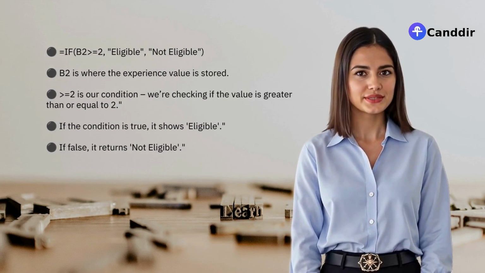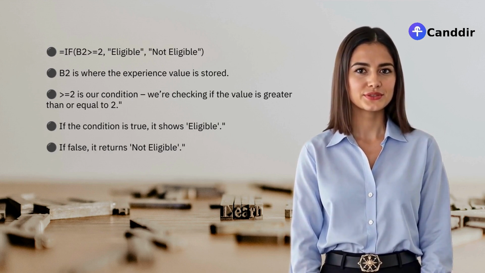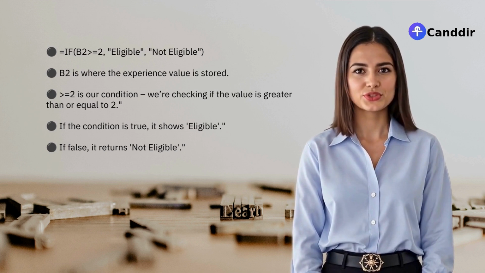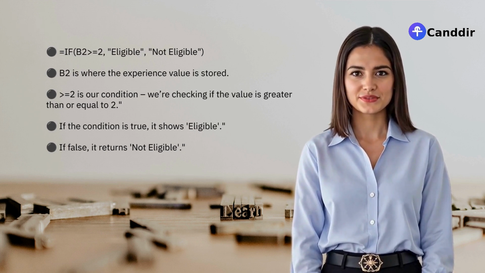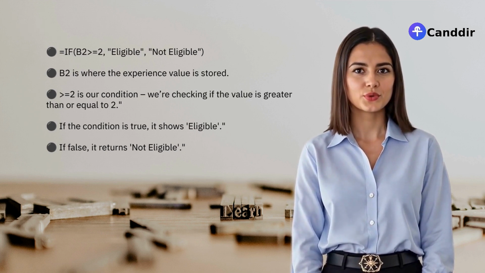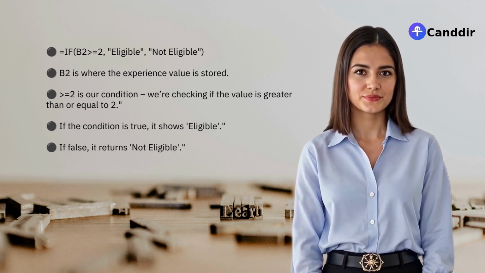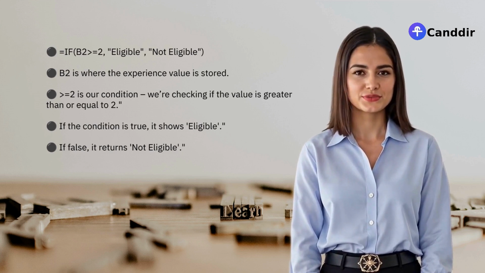First function, IF. We use IF to automate decisions in spreadsheets. Let's say we want to check whether an employee is eligible for a promotion based on years of experience. We'll use the IF function to return either eligible or not eligible based on whether the experience is greater than or equal to 2 years. You can see the formula displayed on the screen. It checks if the value in cell B2 is 2 or more.